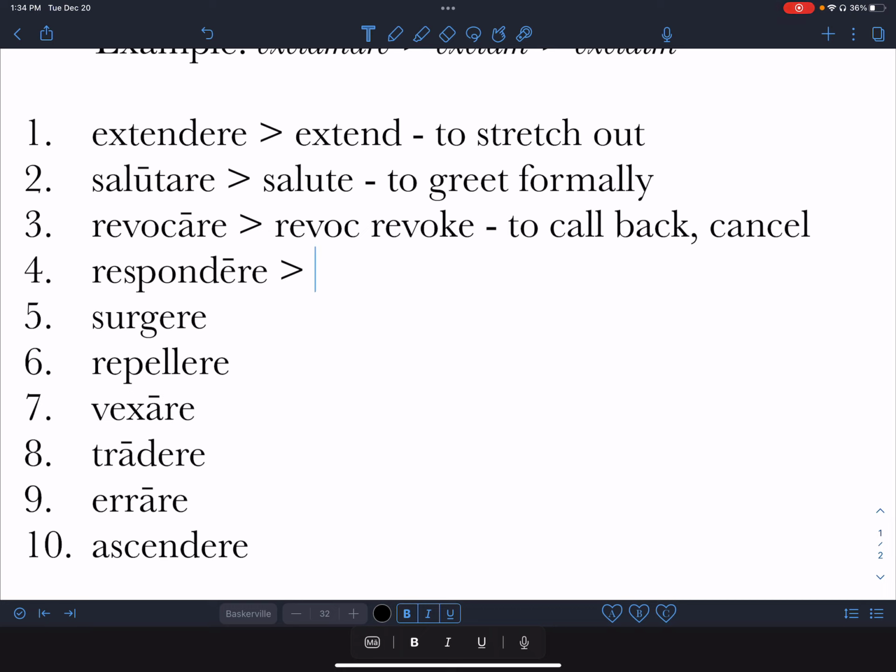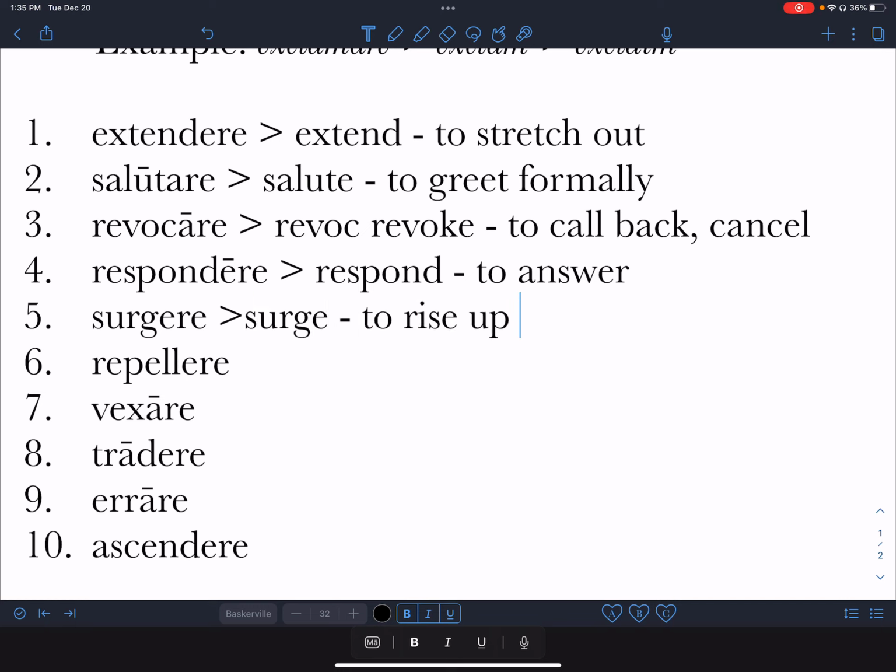Okay, rispondere. What do we get? Yep. Okay, surgere. Yes, and that just means to rise up and forward. Think about a power surge or an electrical surge. Think about what's happening when that occurs, right? The power rises so much that it shuts the power off, but that's just an application of the word. The word itself just means to rise up and forward.